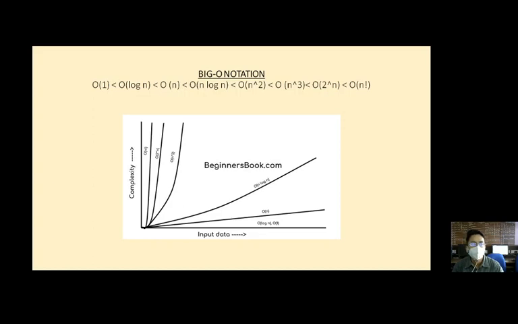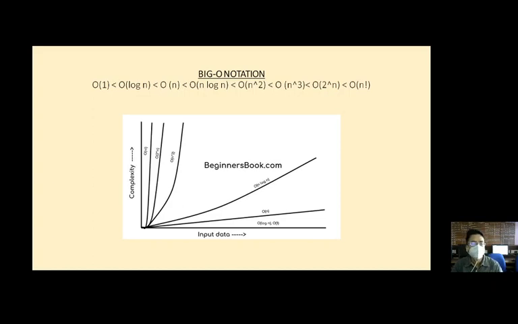Somebody may get confused between n square and 2 raised to the power n. So 2 raised to the power n would overtake the n square terms after a time. This is a very important point to remember, that 2 raised to the power n would overtake O(n) square, and O(n) factorial would be of very high complexity in comparison to 2 raised to the power n.